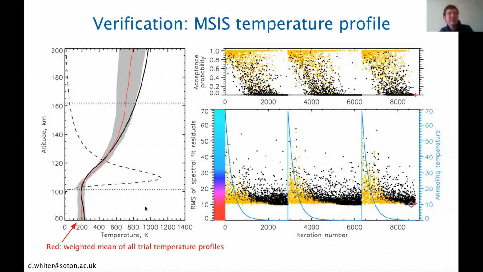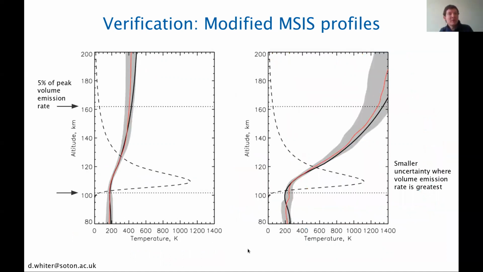So we were confident that we could retrieve profiles in Aurora. We tried it with other trial profiles as well, of course. So this one is a much cooler profile, and again it retrieved that one well. These dashed or dotted lines are where the volume emission rate has reduced to 5% of the peak.